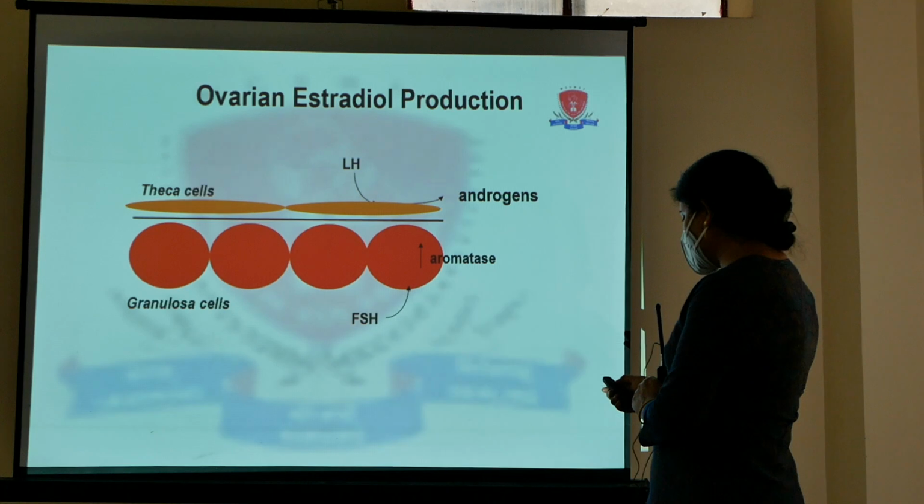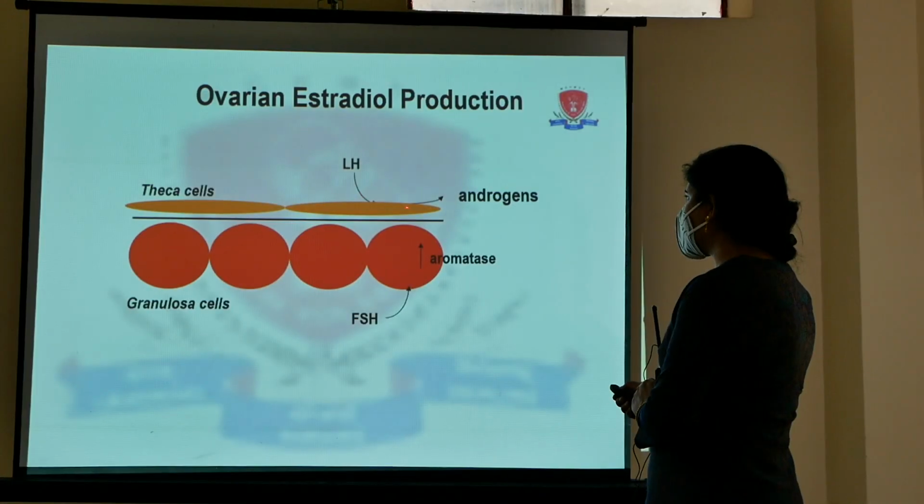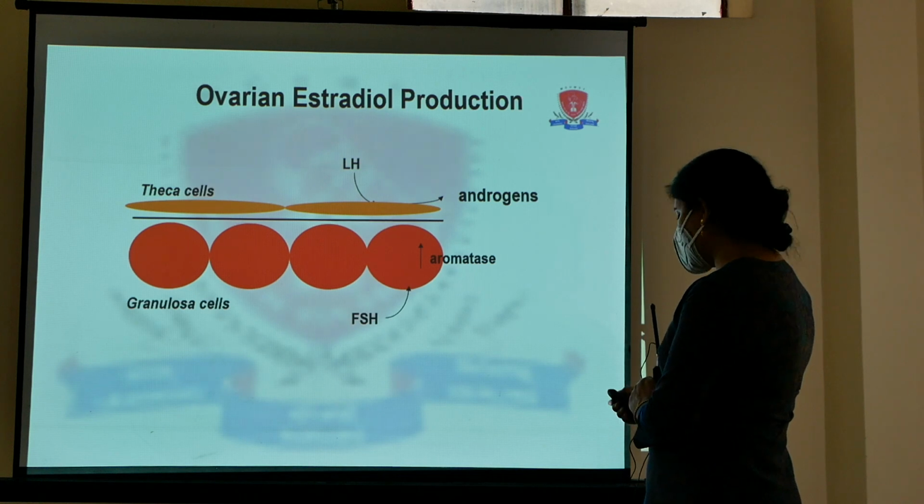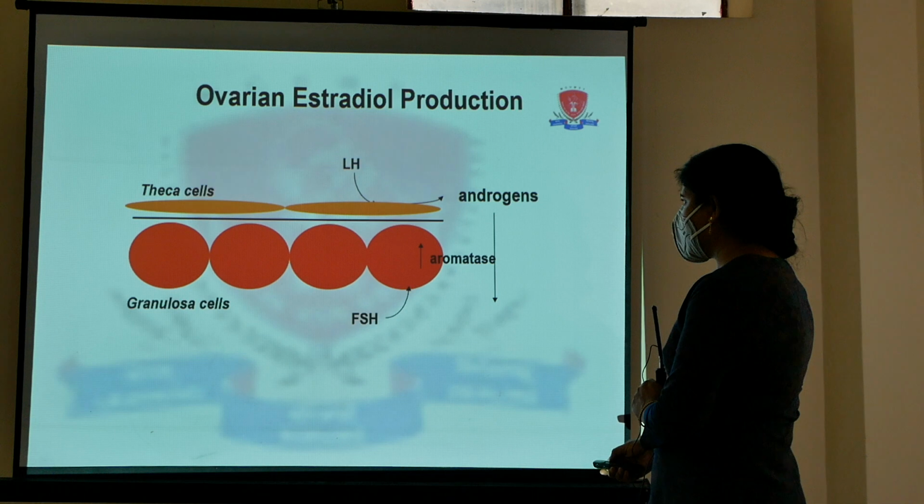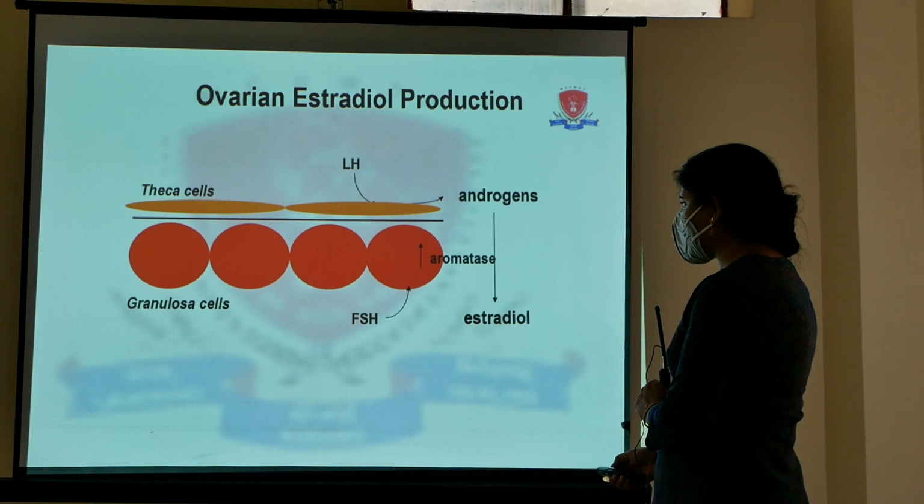This is the picture of the luteinizing hormone, showing how it is produced and is responsible for androgen formation. Follicle stimulating hormone, in the presence of aromatase, results in hormone formation. The androgen is responsible for estradiol or estrogen.